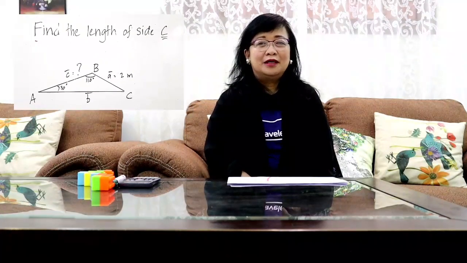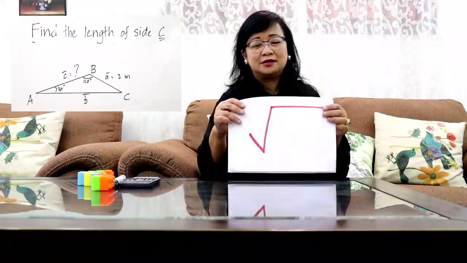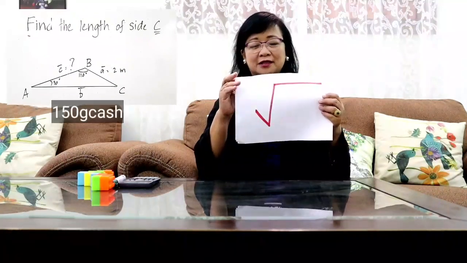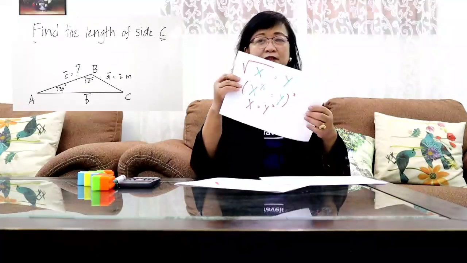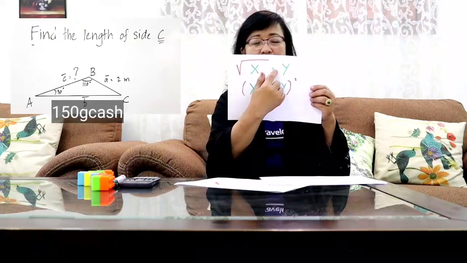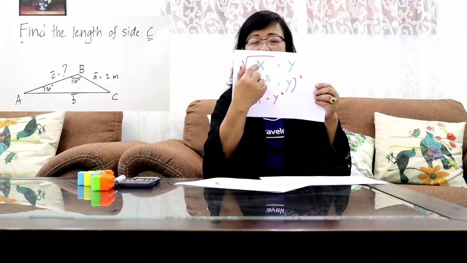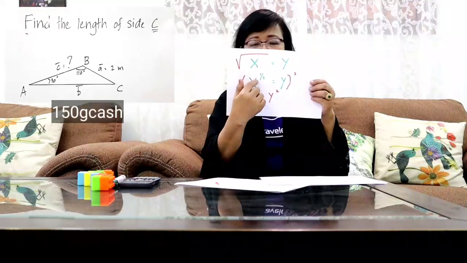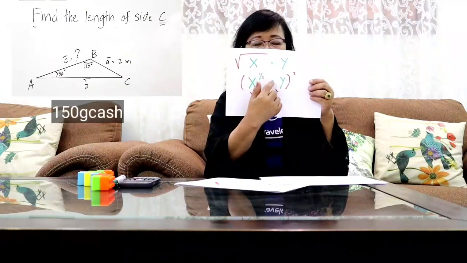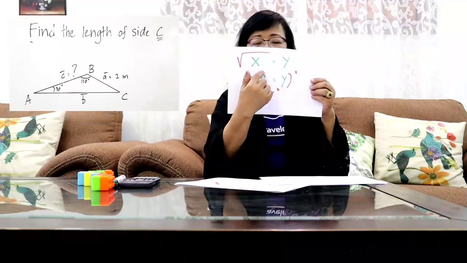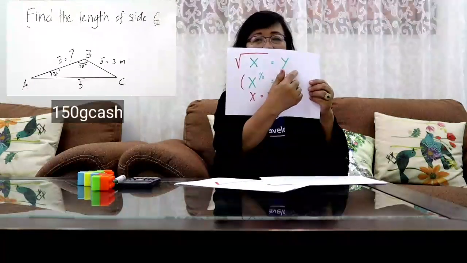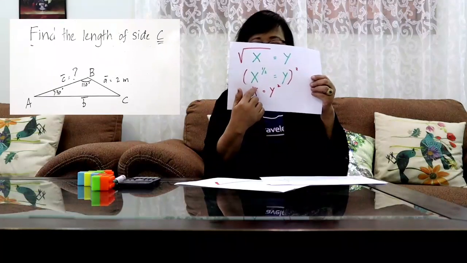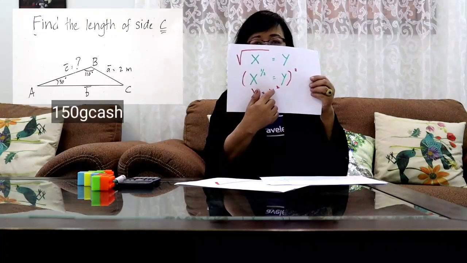Hello everyone! Today we will be talking about square root. Now, square root in mathematics looks like this. This is the symbol of the square root. For example, we have the square root of x is equal to y. Now, this one, the square root of x, can be written as x raised to the power 1/2, which is equal to y. Now, I want to get rid of this 1/2, so I raise both sides to the power 2. Therefore, x is equal to y squared.